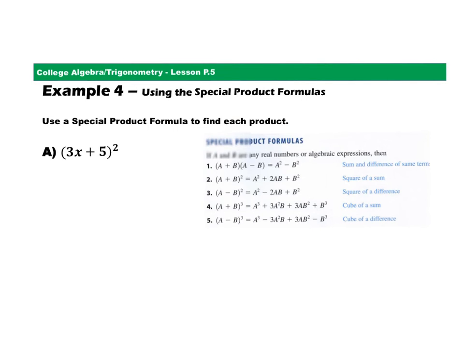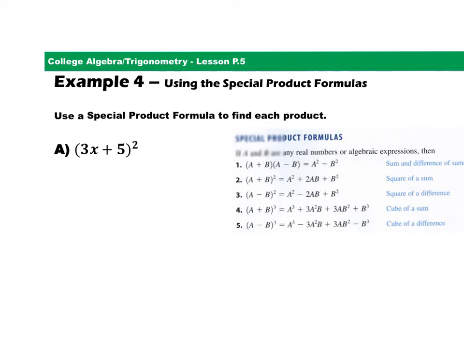So what I did here was I screenshot on every single slide the patterns so you can identify what pattern 1, 2, 3, 4, 5 goes with. Example A here. 3x plus 5 quantity squared. Which pattern is that? Is it 1, 2, 3, 4, 5? It's 2, right? So it should say, this is my A term, this is my B term. So in order to do number 2, you would square the A term, right? Then what? Plus 2A times B plus the B term squared.